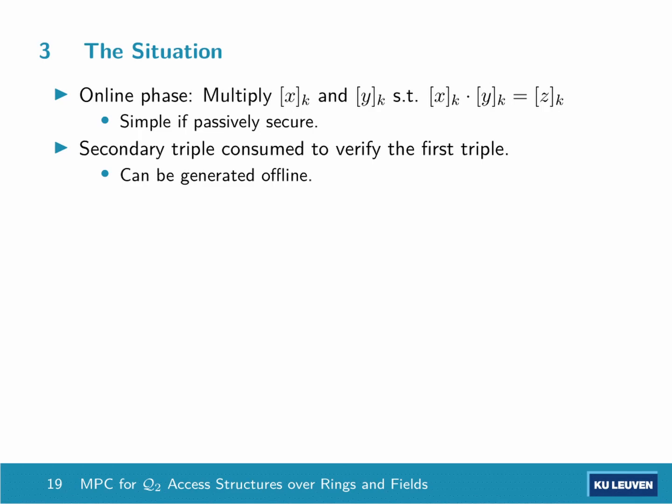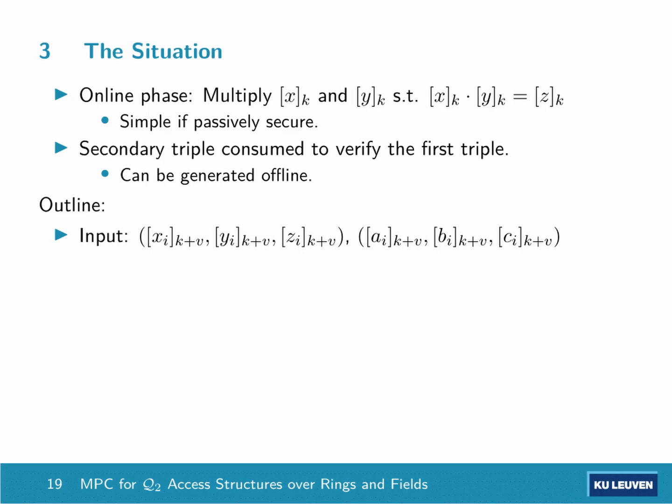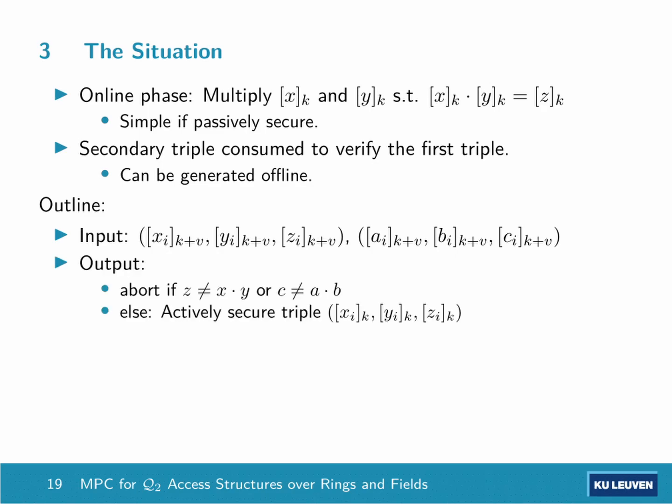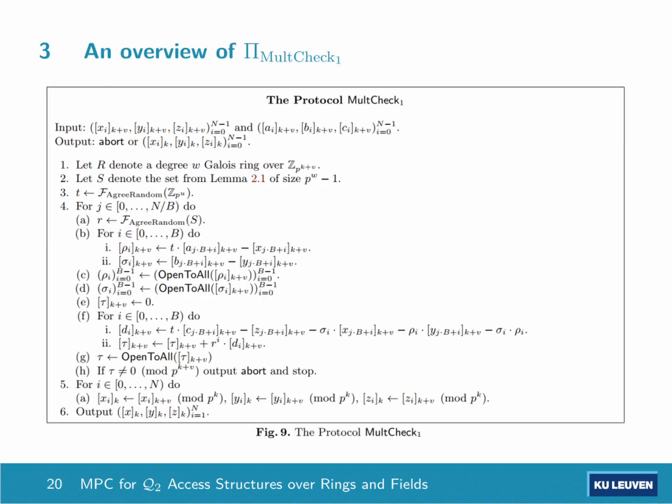To really get an idea of how this works, we will have a look at MolCheck 1 in detail. So we start the protocol with two sets of passively secure triples, xi, yi, zi, and ai, bi, ci. Both these triples have to be generated modulo p to the k plus v, and it outputs a single actively secure triple, xi, yi, zi, or it aborts if z is not x times y, or c is not a times b. Note that this output triple is generated modulo p to the k. This is then the full protocol, MolCheck 1.